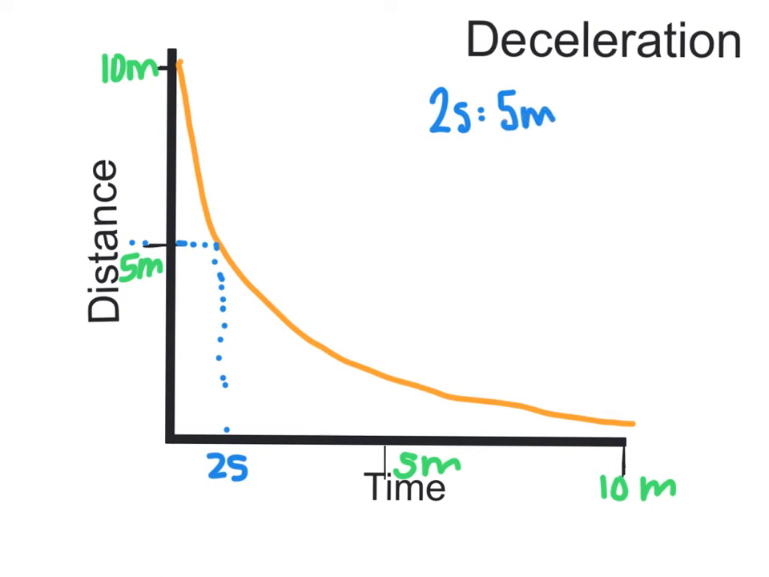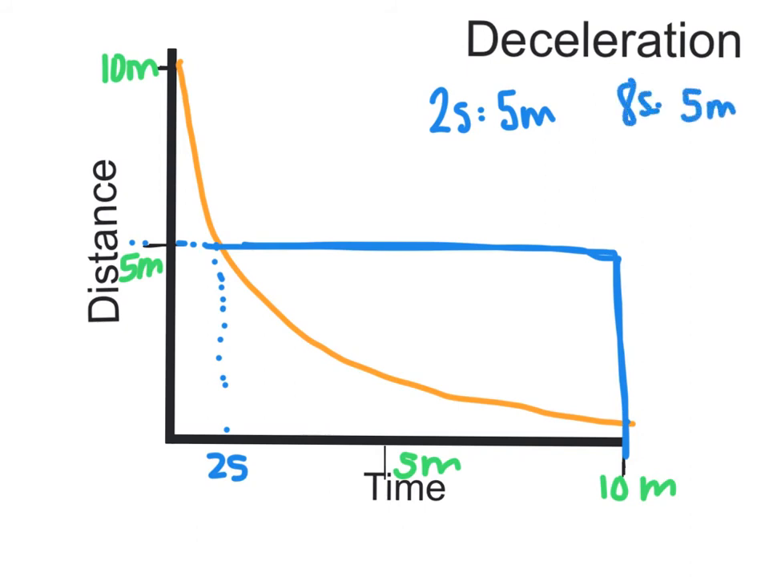Okay, fairly quickly. If we look at the rest of the way, so from 5 meters now down to 0, it's going to take the rest of the way. So to travel the last 5 meters, it took about 8 seconds. So you can see the first part was fast. The object that's in motion is traveling pretty quickly, and then all of a sudden it slows down. So deceleration is going from fast to slow.